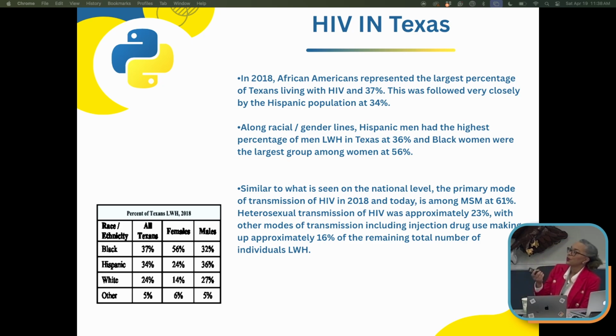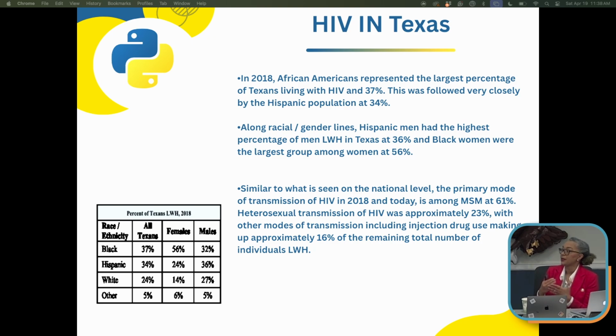Okay, so in 2018, African Americans represent the largest percentage of Texans living with HIV at 37%. It's like a little typo there. This was followed very closely by the Hispanic population, which you probably guess with the proximity to Mexico that there are a lot of Hispanics living in Texas.